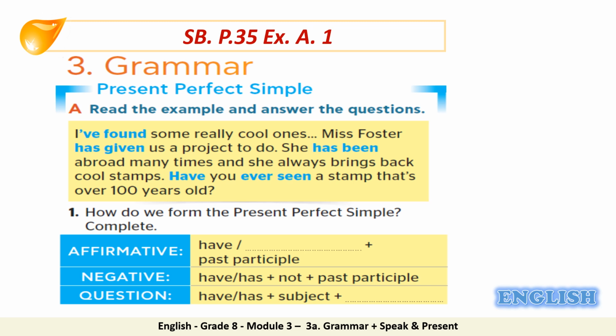Now guys, you should complete the form of the present perfect. As you see here, we need to speak about the affirmative form. We use have or has plus past participle, or verb 3. The negative form, we say have or has not plus past participle. When you form a question, please start with have or has plus the subject, of course, plus the past participle. Good job.